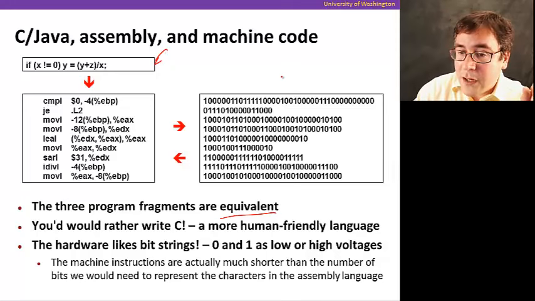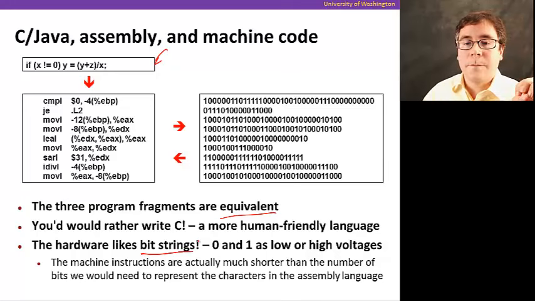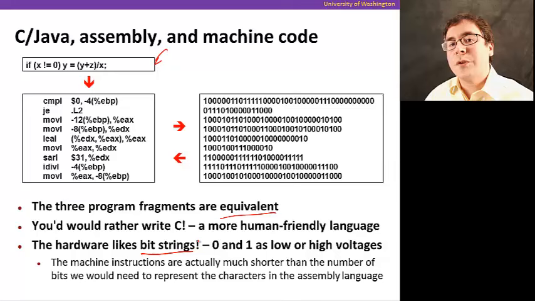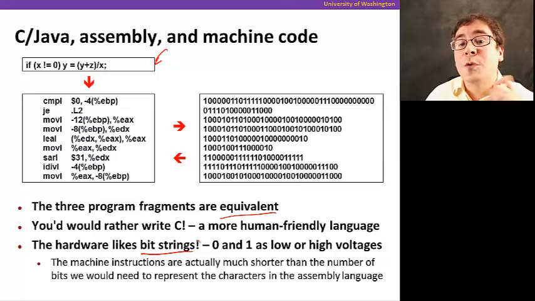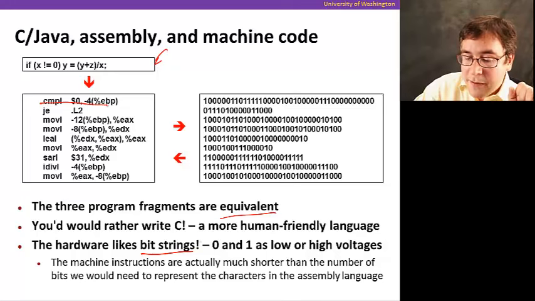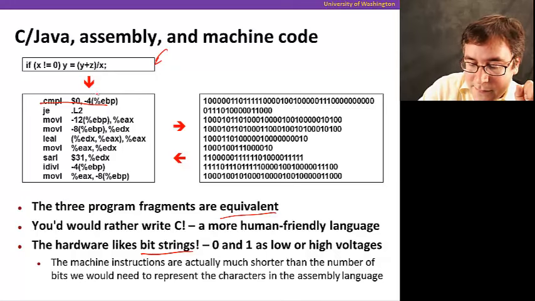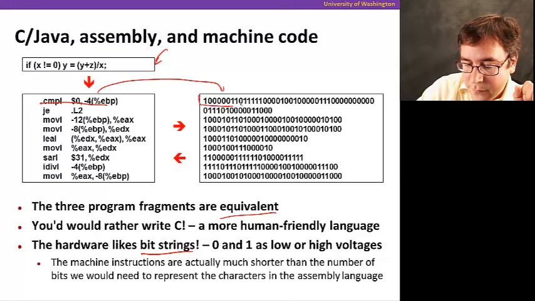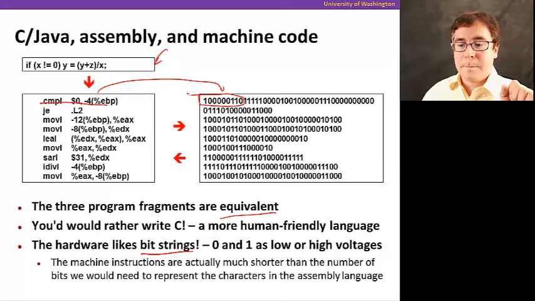But as I said before, the hardware likes bit strings, so zeros and ones. A digital computer likes zeros and ones because they're very easy to represent with electronic circuits: zero is a low voltage and one can be represented as a high voltage. And the machine instruction is actually much shorter than the number of bits we would need to represent the characters in the assembly language. It's a much more dense encoding of the assembly instructions that we see here. But there's a very direct correspondence between these simple assembly instructions and some of the bits in machine code.